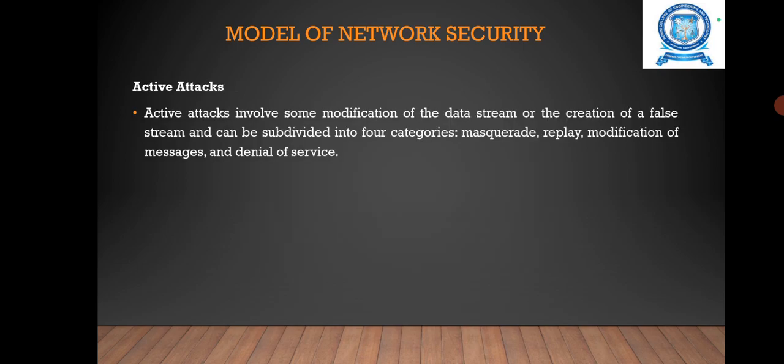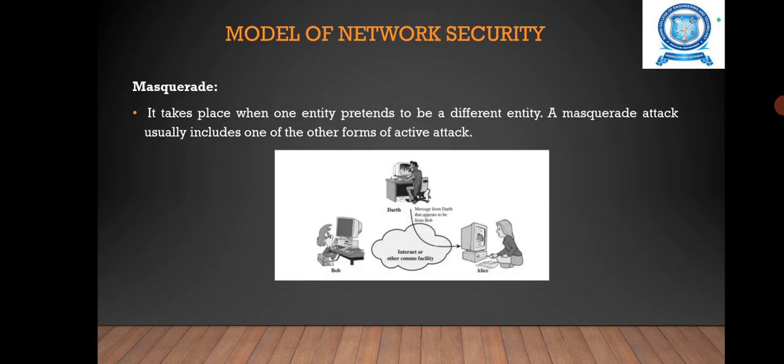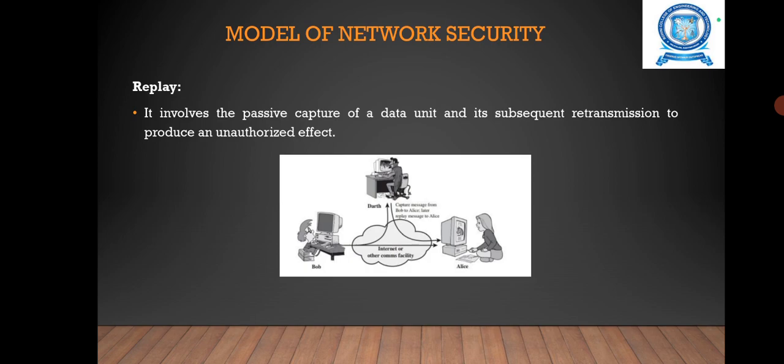Then we have the active attacks, which involve some modification of the data stream or the creation of a false stream, and they can be subdivided into four categories: masquerade, replay, modification of messages, and denial of service. Masquerade takes place when one entity pretends to be a different entity. A masquerade attack usually includes one of the other forms of active attack. For example, authentication sequences can be captured and replayed after a valid authentication sequence has taken place. The next one is replay. It involves the passive capture of a data unit and its subsequent retransmission to produce an unauthorized effect.